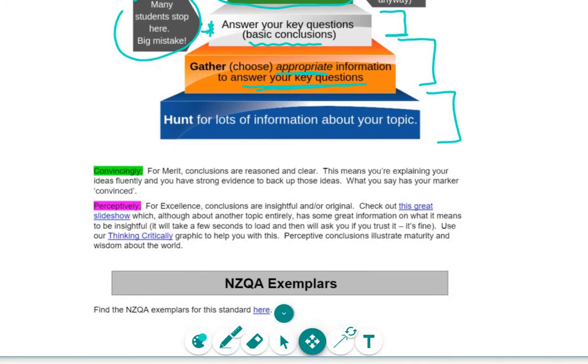For merit and excellence, conclusions are reasoned and clear. This means you're explaining your ideas fluently. This is where students who have some decent writing skills can really get an edge, because they're able to explain fluently. And you'll have strong evidence to back up those ideas. Not just a scattering of evidence, but you'll be using it really, really well, and really integrating it into your argument. So what you say has your marker convinced, hence convincingly.